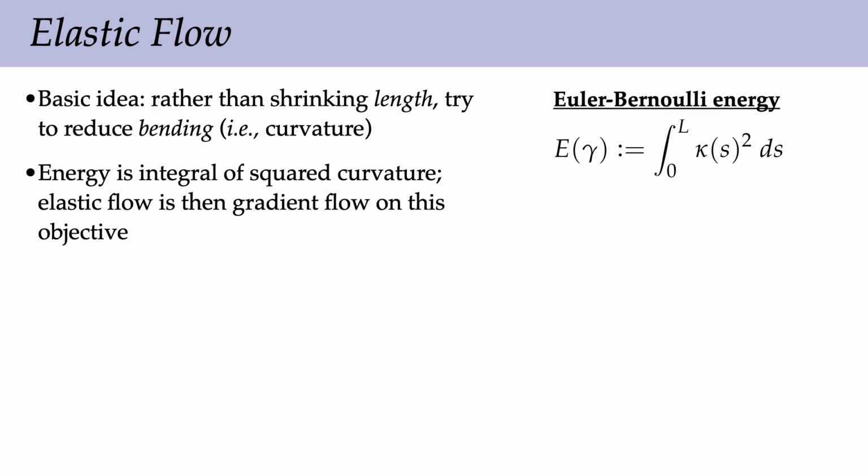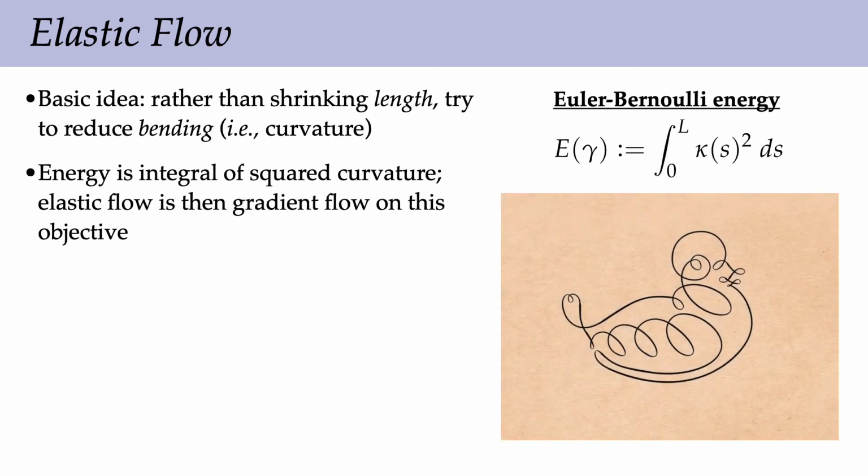Why might I square the curvature? Well, curvature is a signed quantity. Right? So to make the curve straight, I don't want it to bend to the left or to the right. I just want it to go straight. So please penalize kappa squared. The elastic flow is then the gradient flow on this energy, and it looks something like this.